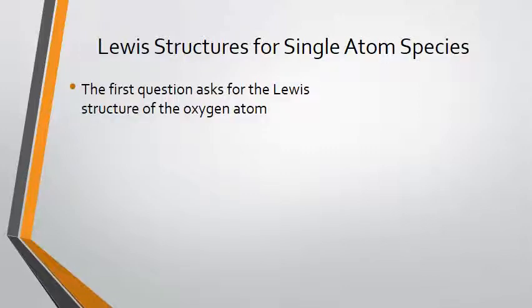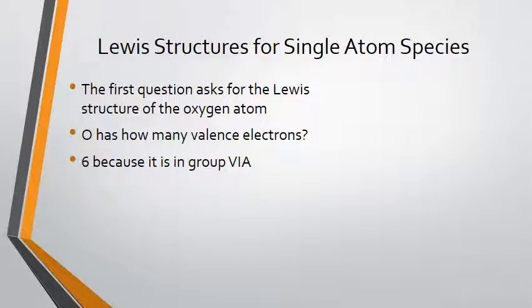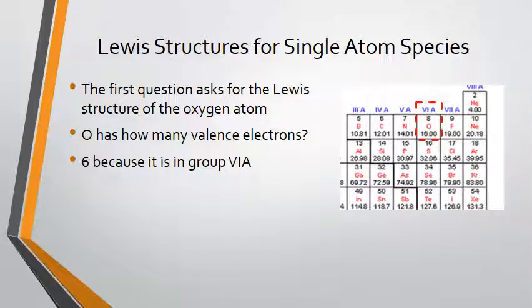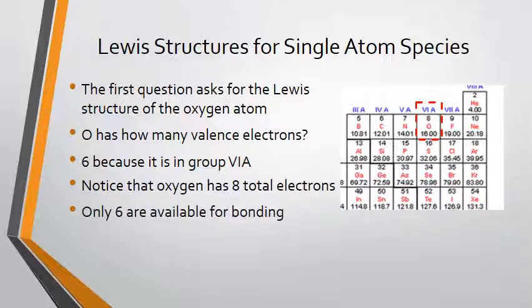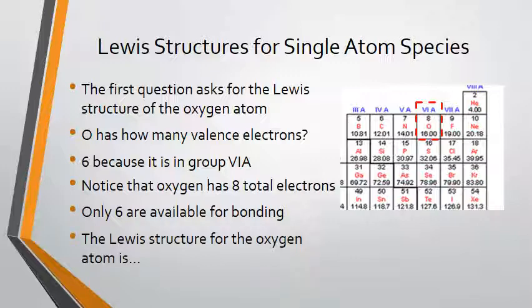So the first example that we'll do, the Lewis structure for the oxygen atom. So how many valence electrons does that have? It's in group 6A, so oxygen has 6 valence electrons. Notice that it has 8 total electrons, but only 6 available for bonding. Those first 2 electrons are closed off in the 1s orbital. The Lewis structure for the oxygen atom is the symbol and 6 dots. That's it. I think the most challenging part is to not make this more difficult than it has to be.